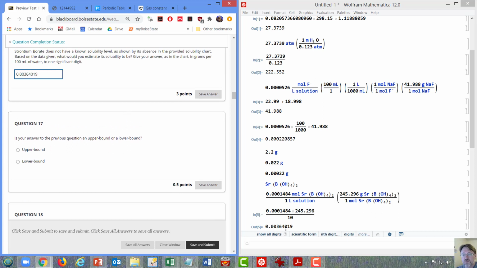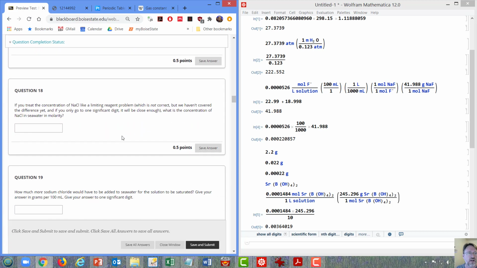Well, we know this much can dissolve in water, but we don't know that more couldn't dissolve in water. So this is going to be a lower bound. At least this much can fit in. All right.